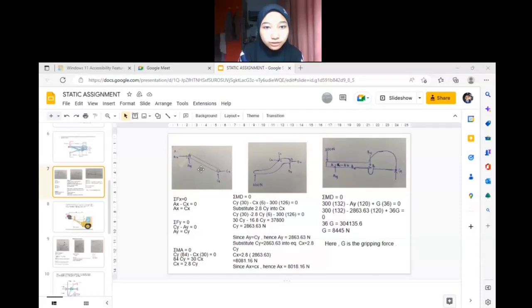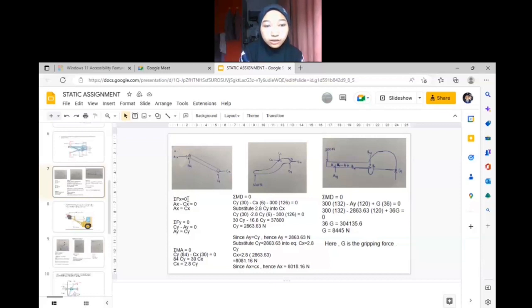We need to resolve all the joints that we have. Here we have two joints, which are pins, so each has two forces. At C we have Cy and Cx, and at A we have Ax and Ay.